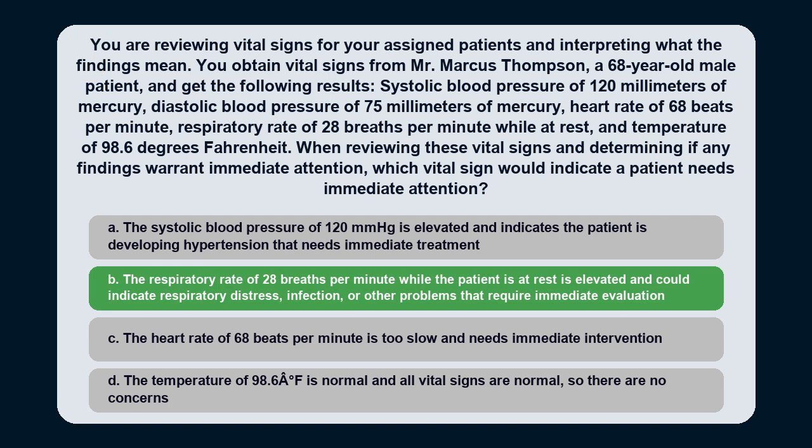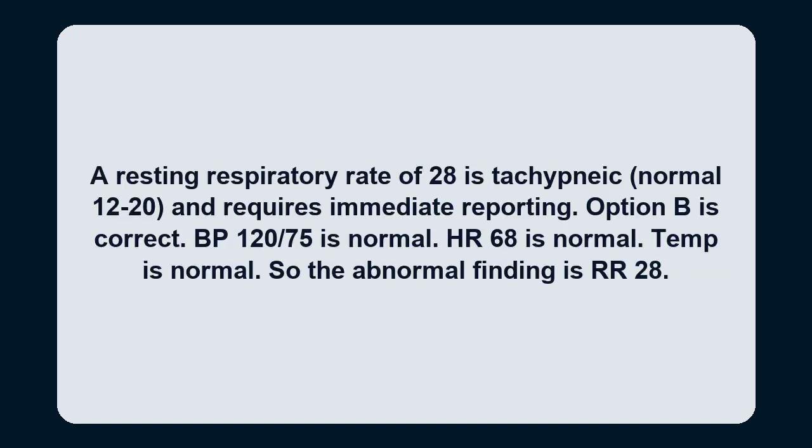The answer is B. A resting respiratory rate of 28 is tachypneic, normal 12 to 20, and requires immediate reporting. Option B is correct. BP 120/75 is normal. HR 68 is normal. Temp is normal. So the abnormal finding is RR 28.